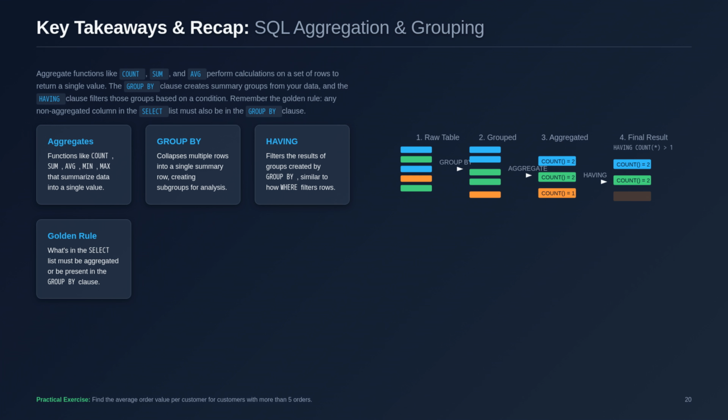Let's quickly recap what we've learned. Aggregate functions like count, sum, AVG, min, and max perform a calculation on a set of rows to return a single value. The group by clause is used to create summary groups from your data. And the having clause is used to filter those groups based on an aggregate condition. Remember the golden rule. What's in the select must be aggregated or in the group by.